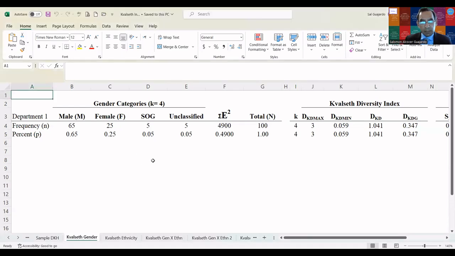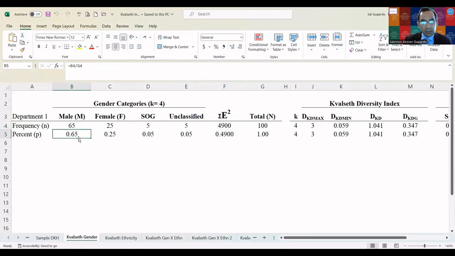So here I have the data for the gender: male, female, some other gender, unclassified, with the total workforce of 100 people. I have the frequency for each gender category. So there are 65 males, 25 females, 5 of some other gender, 5 unclassified. When I square those frequencies, I get a total of 4,900.